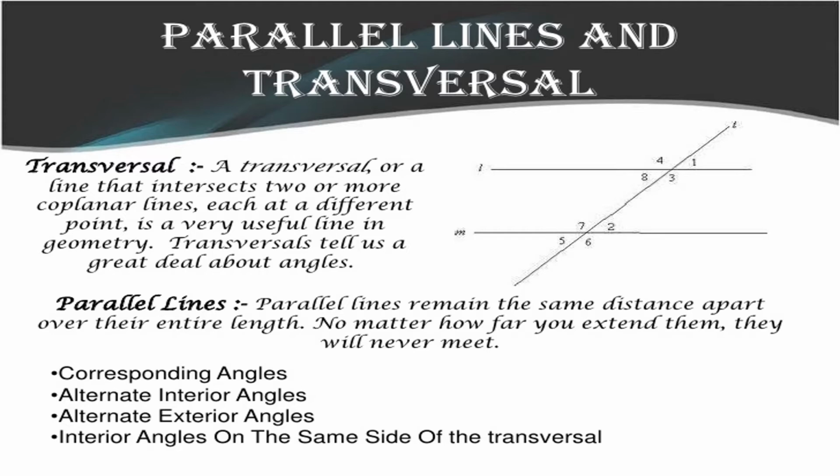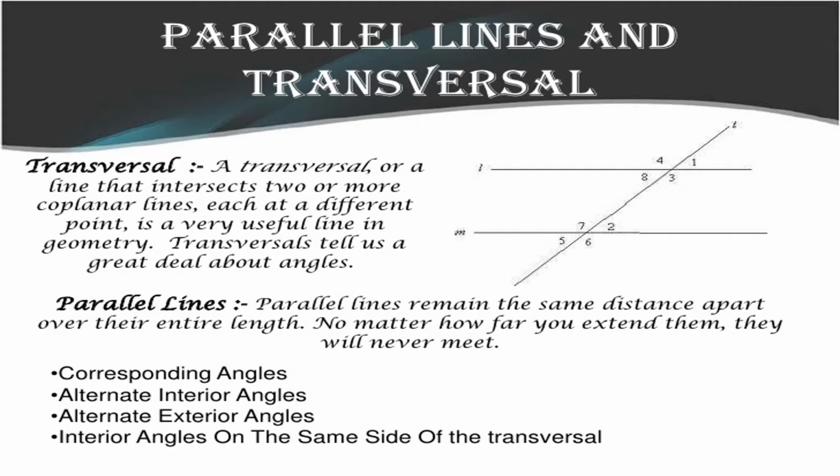Now parallel lines remain the same distance apart over their entire length. No matter how far we extend them, they will never meet. If we take examples of parallel lines, we can consider the path of a railway track.